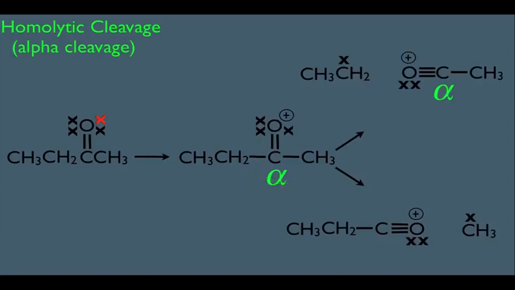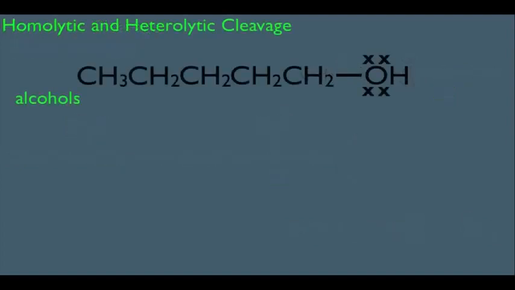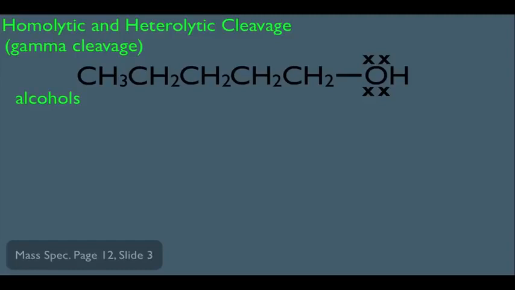However, there are also additional types of cleavage. Let's look at another type here. This type of cleavage involves both homolytic and heterolytic cleavage. And it's very specific to alcohols. And another name for this type of cleavage is called gamma cleavage. Let me show you how this works, and then we'll talk about a way to quickly do it.